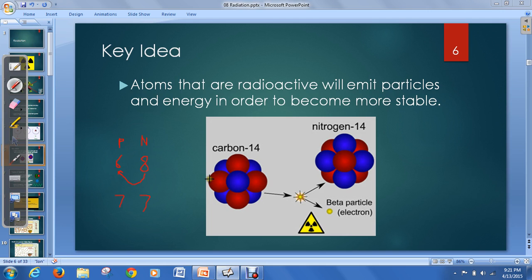Okay, so this is another example. Carbon 14 doesn't like the amount of charge that it has. It doesn't like the number of protons compared to neutrons. So it's going to emit a beta particle, is what it's called, or an electron basically, in order to become stable. Nitrogen 14 down here.